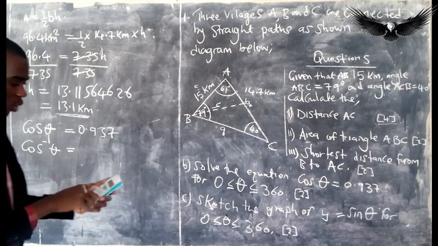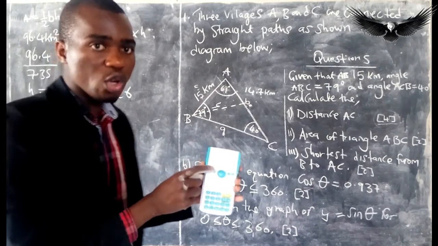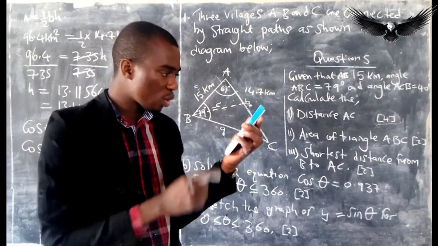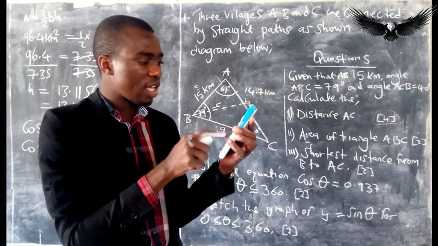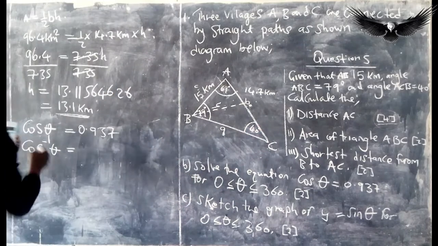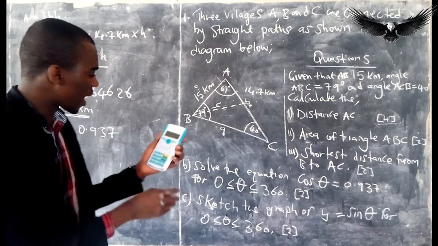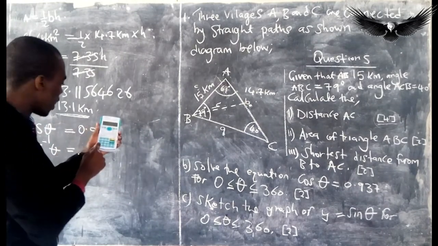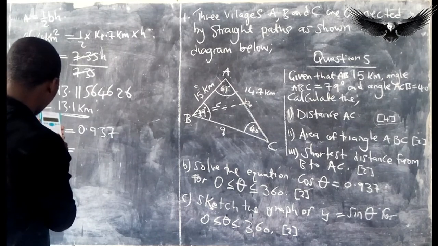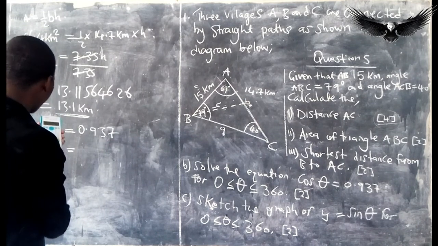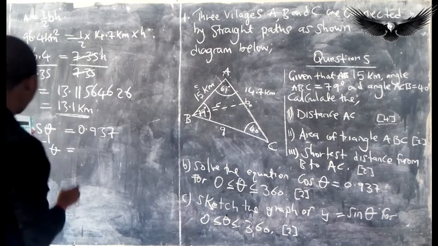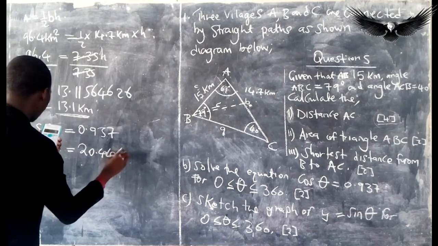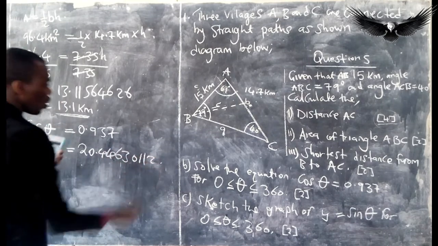So when you go to your calculator, you are going to do shift. On your calculator, there is a shift button. So you are going to press shift. You ensure that it shows shift. Then you go to where it says cos here. When you press on cos, you see that what I've written here will even appear on the calculator. Then after it appears, you press 0.937. Then you say equal to. Then it is giving me 20.44630112.